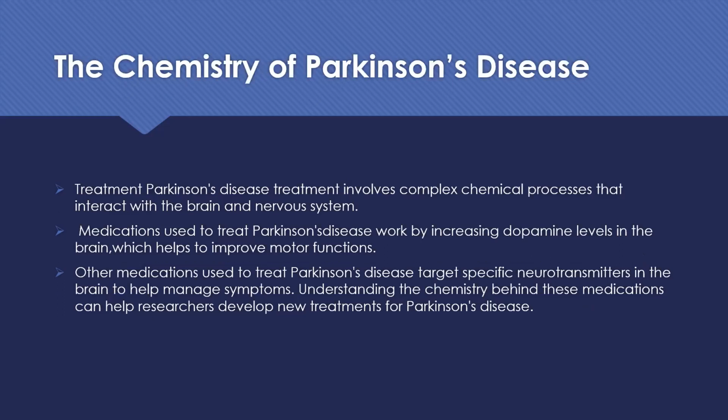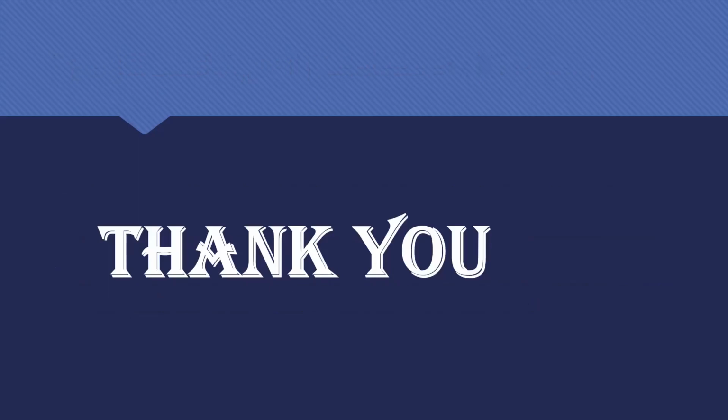The chemistry of Parkinson's disease. Treatment of Parkinson's disease involves complex chemical processes that interact with the brain and nervous system. Medication is used to treat Parkinson's disease by increasing the dopamine level in the brain, which helps to improve function. Other medications used to treat Parkinson's target specific neurotransmitters in the brain to help manage the symptoms. Understanding the chemistry behind these medications can help researchers develop new treatments for Parkinson's disease.